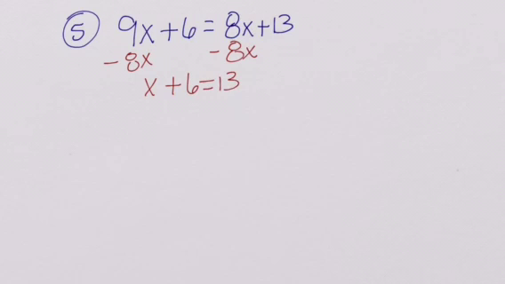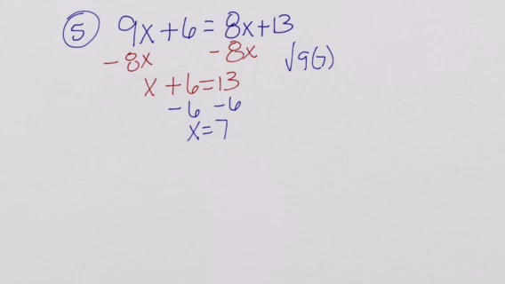Is the variable on the left? It is. Is it first? It is. Is it by itself? It's not, so we're going to zero pair out the 6. So x is equal to 7. And now we're going to check it.